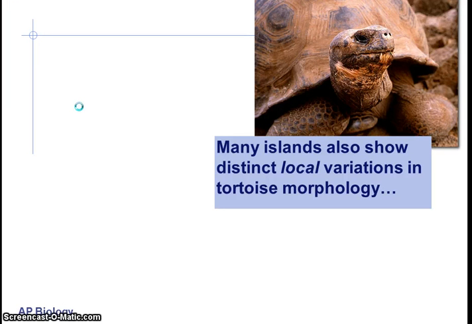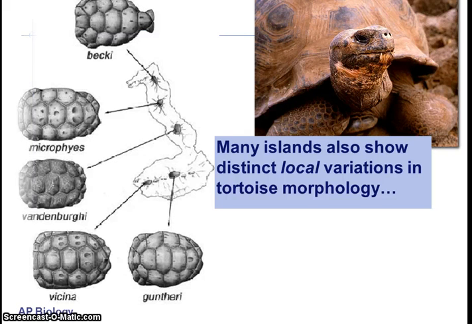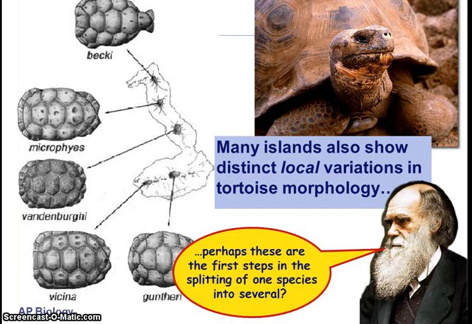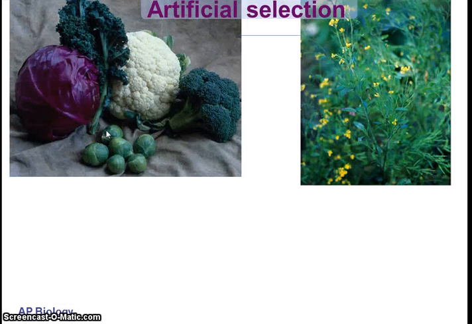They also had different local variations in the morphology. So depending on who they are, maybe the first step of splitting one species into several, depending on where they are, they look a little bit differently.